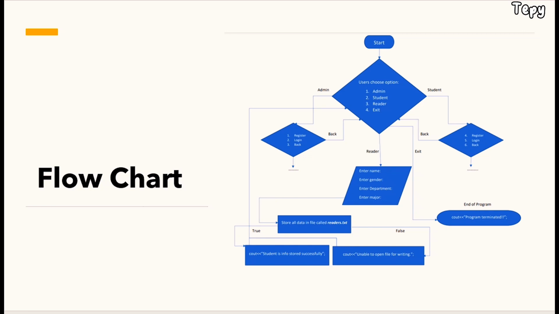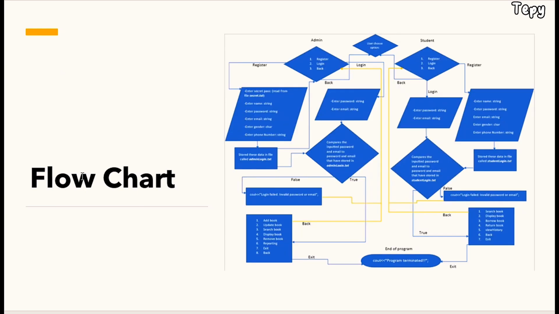For reader, if the user inputs option 3, the reader needs to enter name, gender, department, and major, and the data will be stored in reader.txt. If it's true, it will print out that student info is stored successfully. And if it's false, the cout will print unable to open file for writing. In the next slide, I'm going to talk about options 1 and 2.